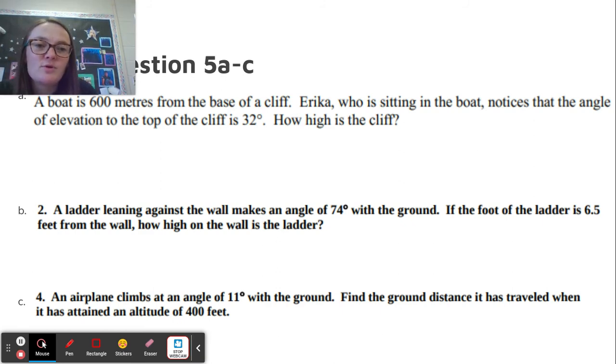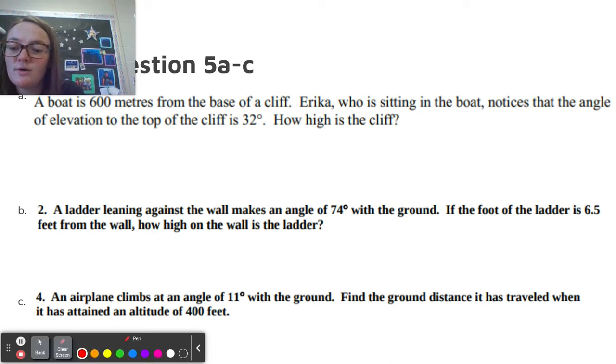Erica, who is sitting on the boat, notices that the angle of elevation to the top of the cliff is 32 degrees. How high is the cliff? So first thing we're going to do is draw a picture. It says that we have some sort of cliff. We'll say this right here is the cliff, and then we have a boat.